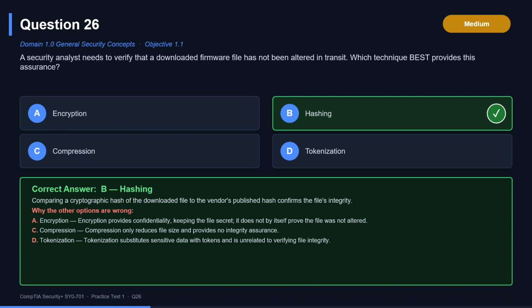Now, why the other options are wrong? Encryption is incorrect. Encryption provides confidentiality, keeping the file secret. It does not by itself prove the file was not altered. Compression is incorrect. Compression only reduces file size and provides no integrity assurance. Tokenization is incorrect. Tokenization substitutes sensitive data with tokens and is unrelated to verifying file integrity.